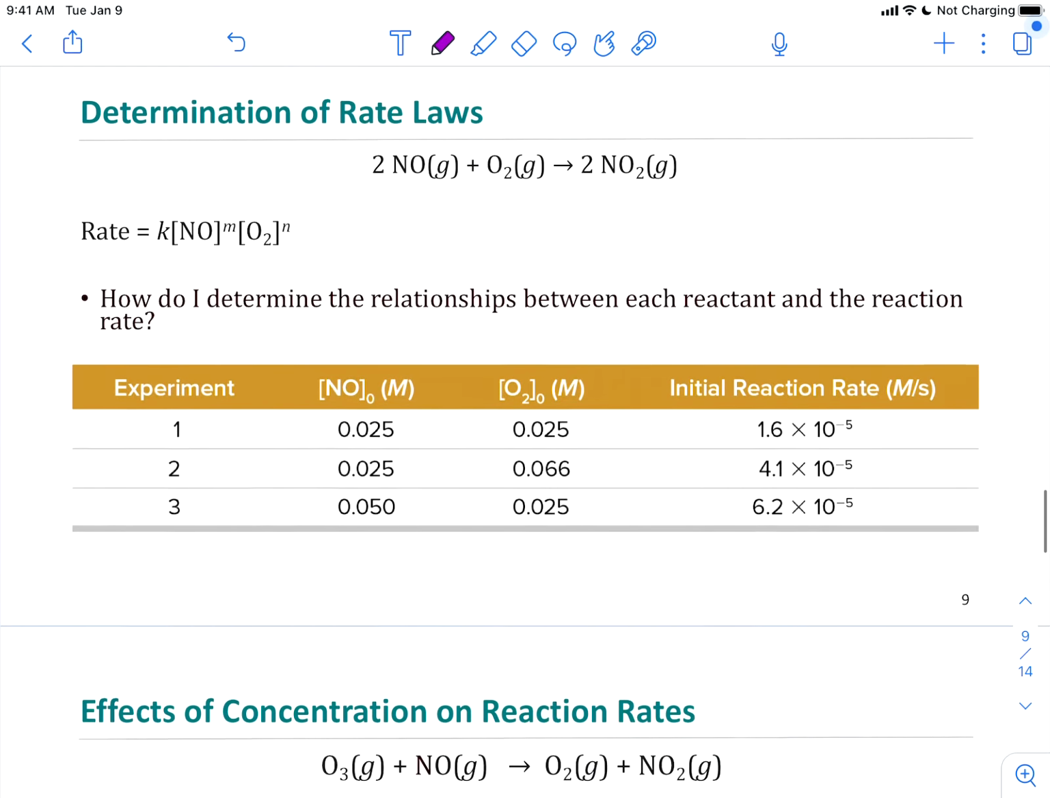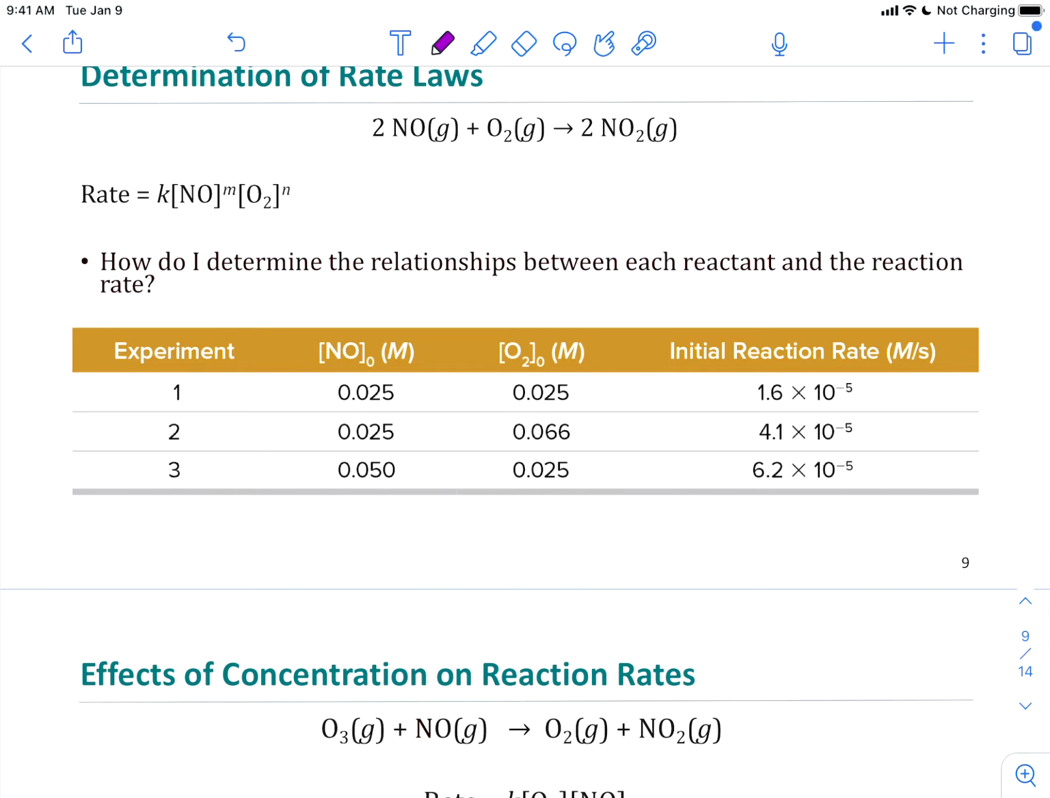So how can we determine rate laws? Well, we'll do this pretty much in class and spend time on this with initial rates, but I want to start by asking you this question. How do I determine the relationship between each reactant and the reaction rate? Well, for instance, by holding these two constant and changing this, then I know that whatever changes in the rate there are due to oxygen.